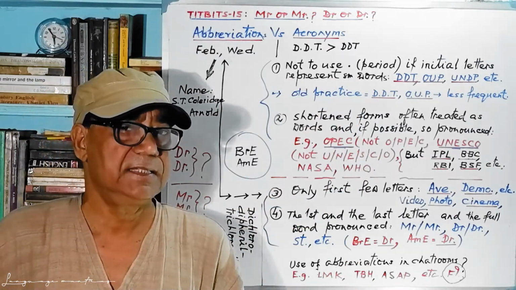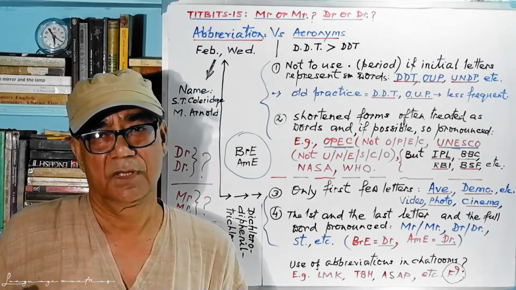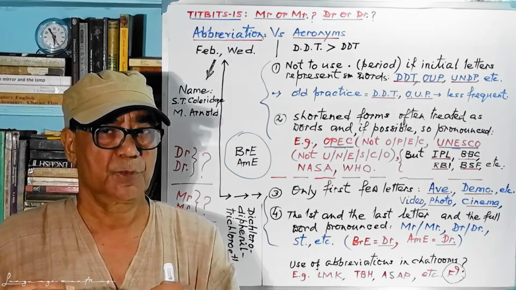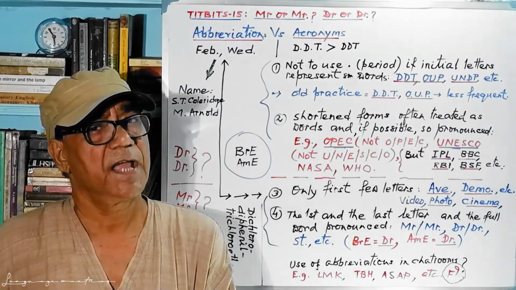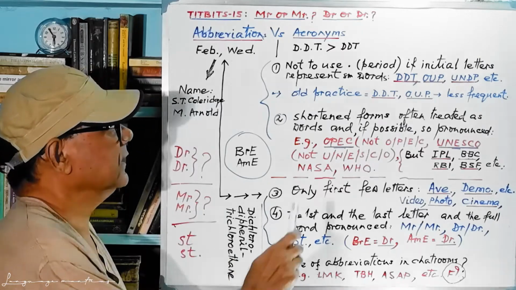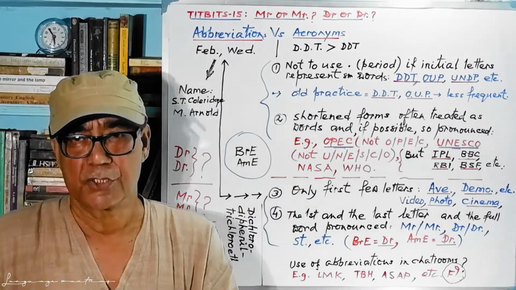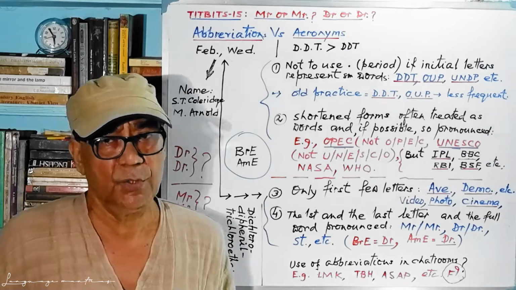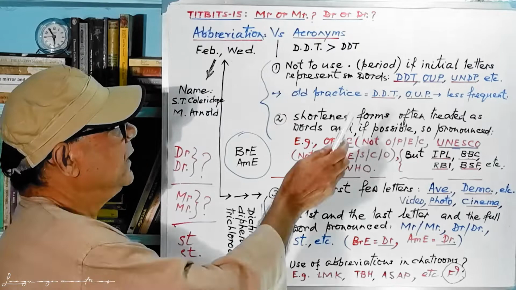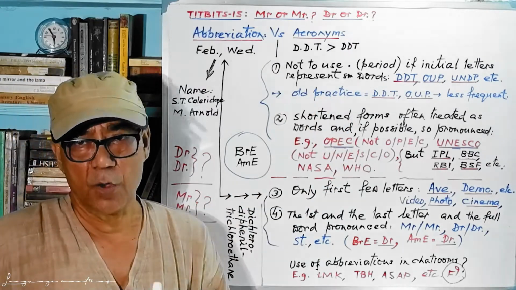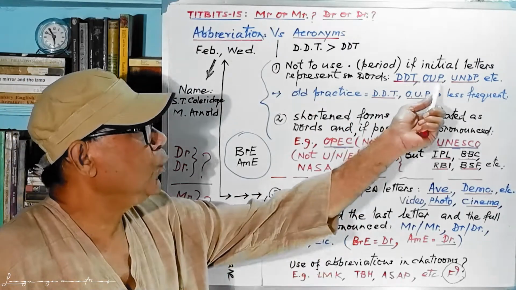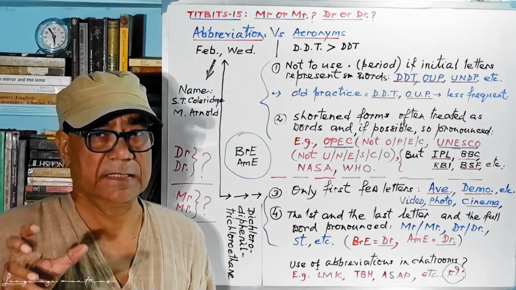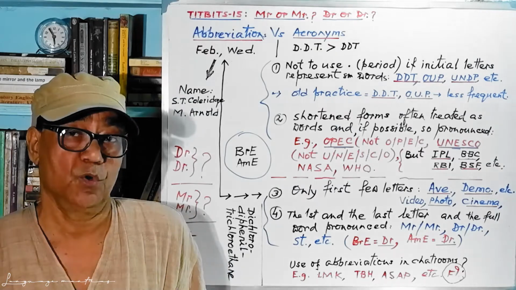I think since the 80s onwards, with the growth of computers, the sense of space has become very acute. Hence, these dots are dropped. Maybe this is one reason, or maybe other reasons are there, I don't know. But nowadays, you can safely write D.D.T. without dots and O.U.P., U.N.D.P., etc. without dots. These are popular acronyms.